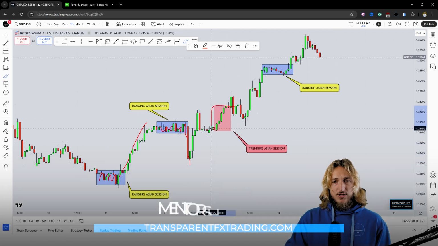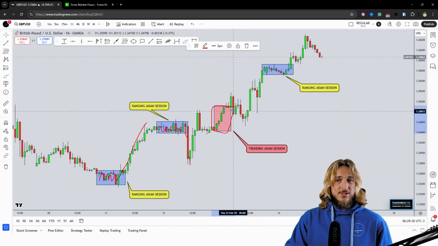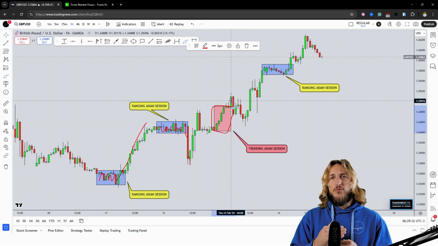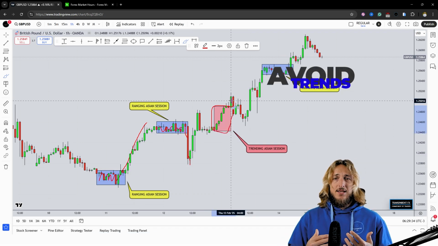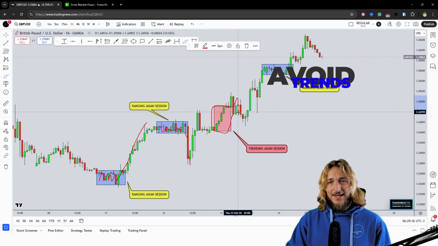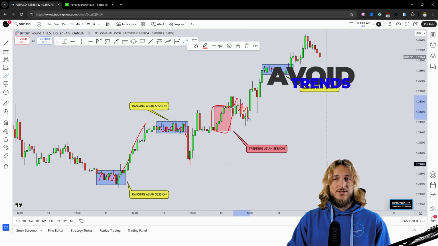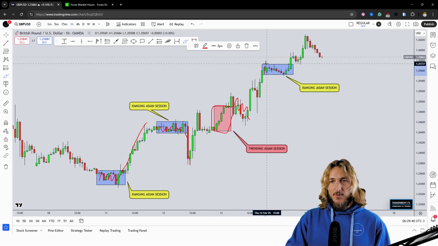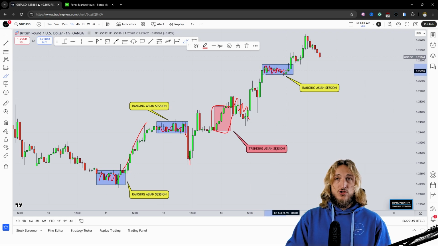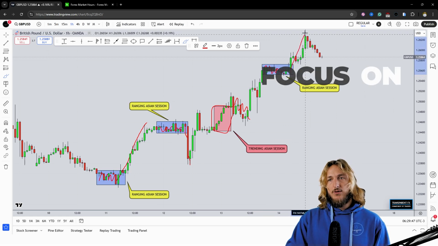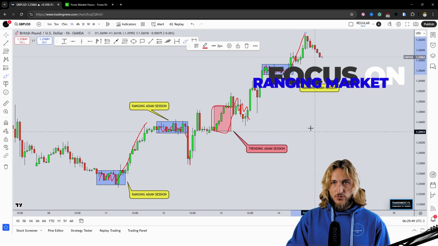Here we have a trending Asian session. The price is not really compressed in between two levels, and in fact, throughout the day there isn't really much of an interesting day. Then the market here again shows a ranging Asian session, and the breakout to the upside can be quite explosive.